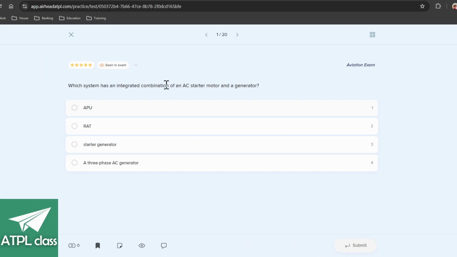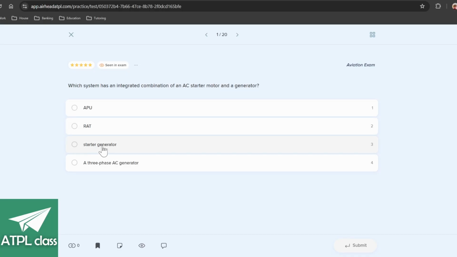Okay, starting off, question 1. Which system has an integrated combination of an AC starter motor and a generator? So it's not going to be an APU because that's just a generator. It would start off of the battery. It's not going to be the RAT, the ram air turbine. That's the little propeller that drops out of the bottom of the aircraft to power an emergency generator.